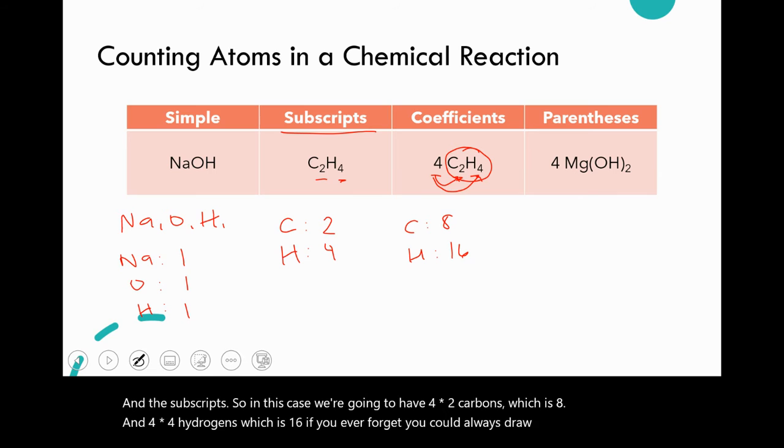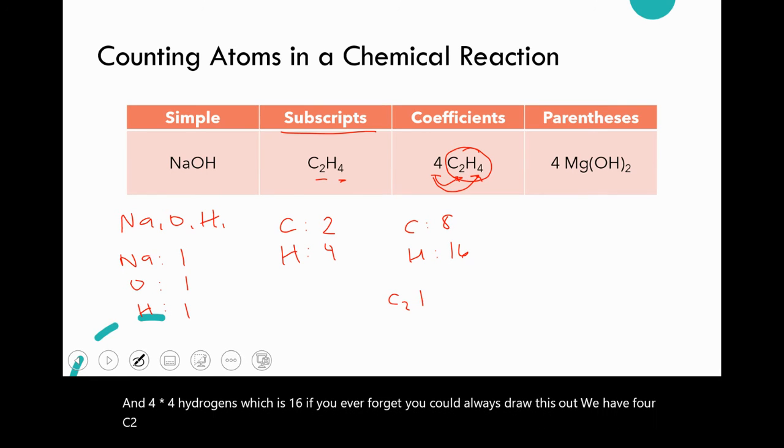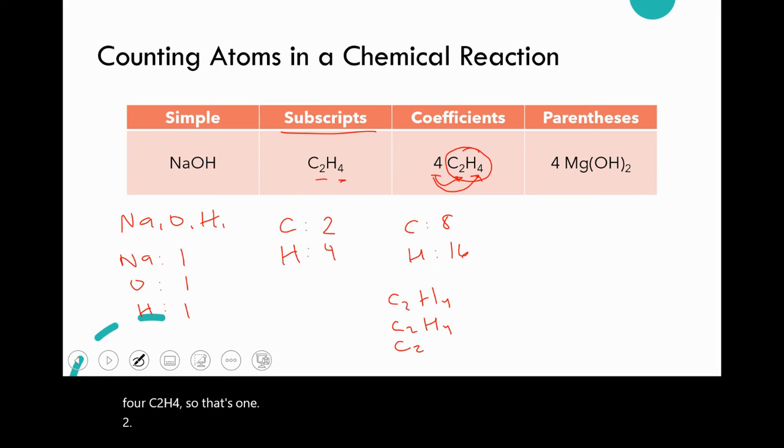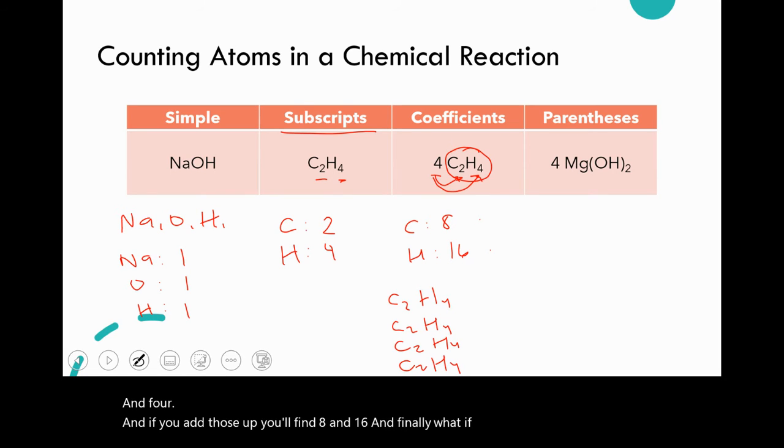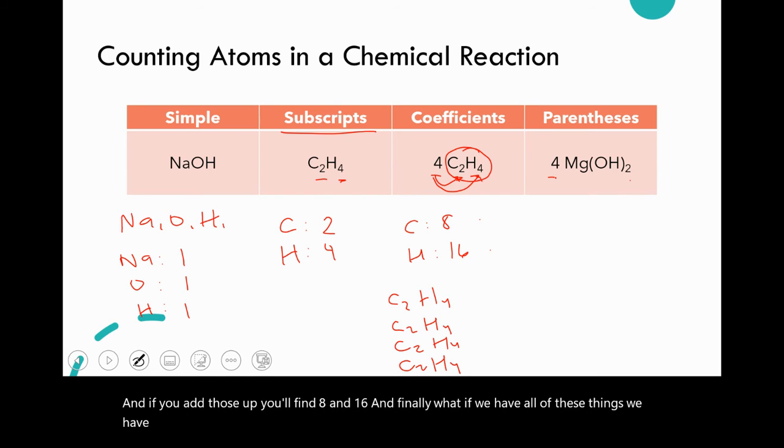If you ever forget, you could always draw this out. We have 4 C2H4, so that's 1, 2, 3, and 4. And if you add those up, you'll find 8 and 16. And finally, what if we have all of these things? We have a coefficient, and we also have subscripts, but we also have parentheses.